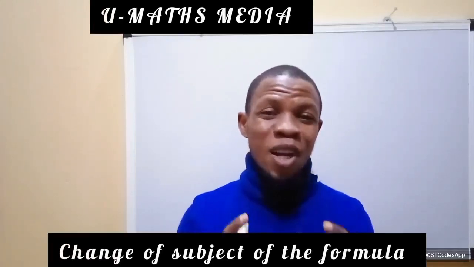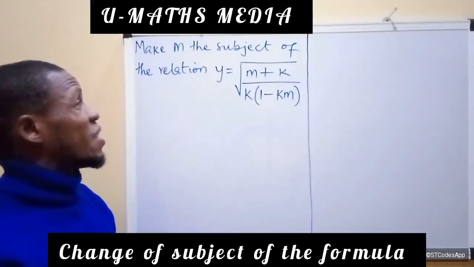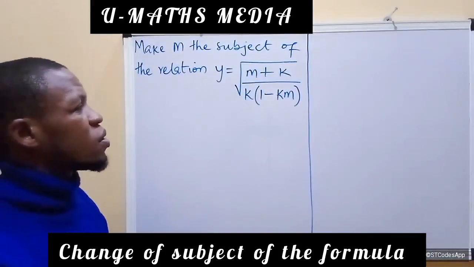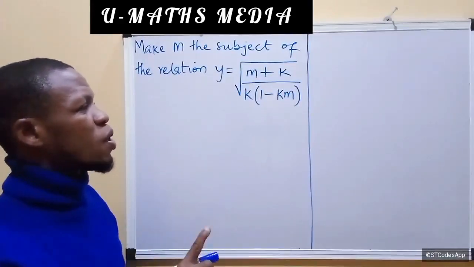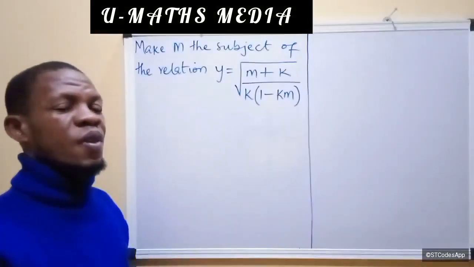Today we're going to be dealing with change of subject of formula. I want you to follow me closely while I take you there. This is the problem we'll be handling for today. It says make m the subject of the relation y equals the square root of (m plus k) all over k into (1 minus km).